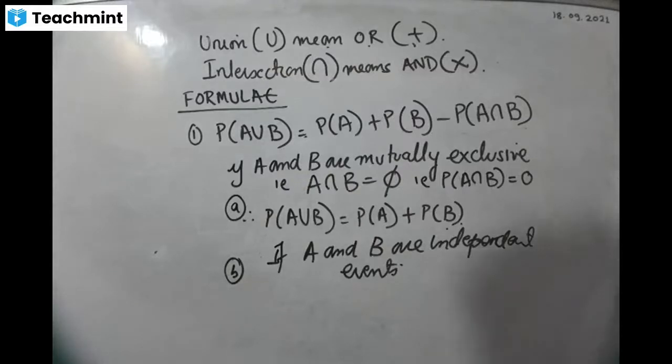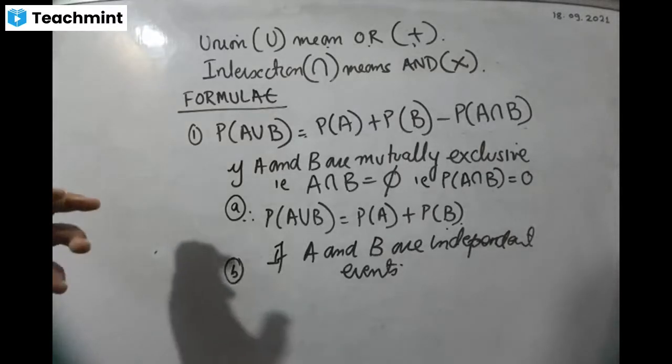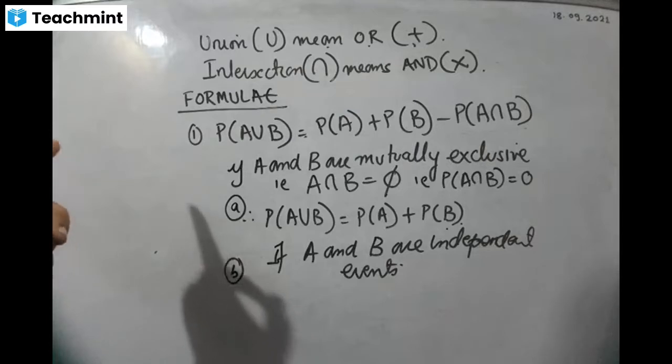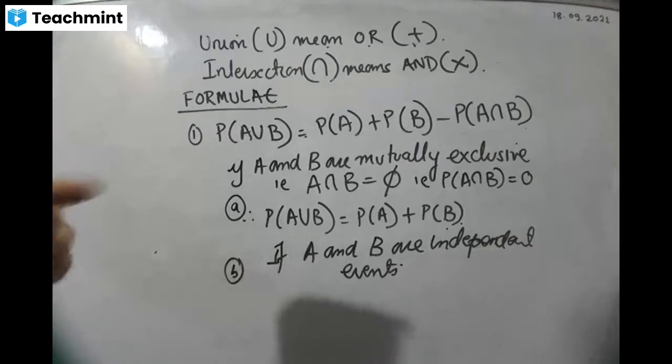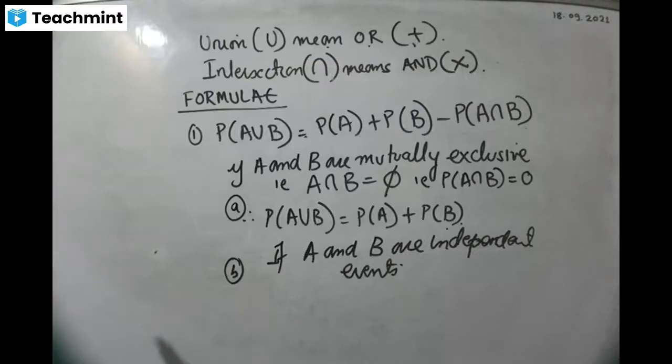Suppose you get a question like, in a bag there are cards numbered from 1 to 20. Got it? Suppose A is an event which contains even numbers. So which are your even numbers? 2, 4, 6, 8. And B is an event which contains odd numbers. What are your odd numbers? 1, 3, 5, 7. So there is nothing common between them, isn't it?